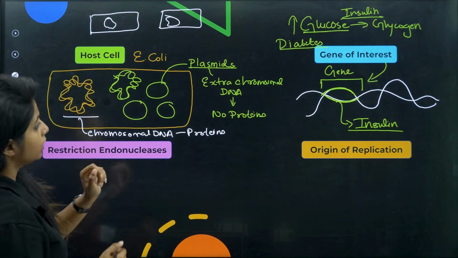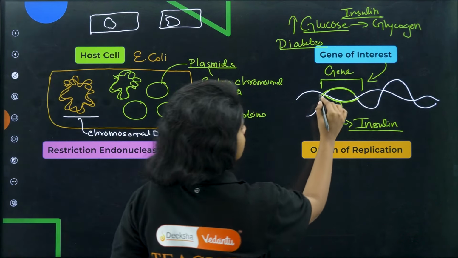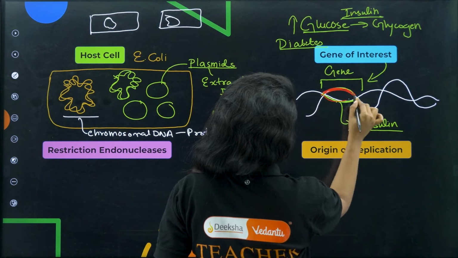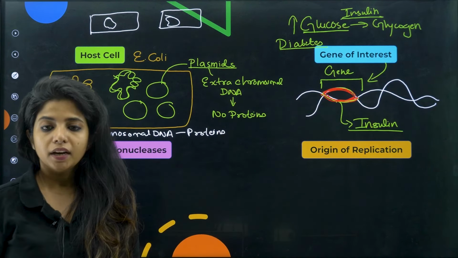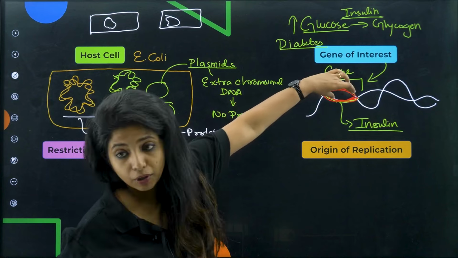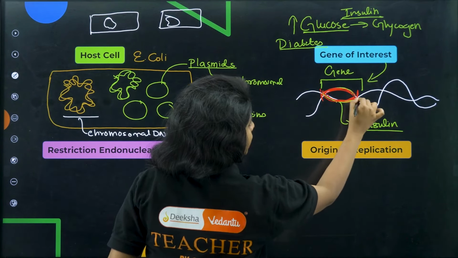Suppose, I'm going to change the color, because over here I made it green, so I'm going to make it red. This is my gene of interest. Okay, this is coding for insulin. Now, I can put this particular gene of interest. First thing that I have to do is I have to cut it over here.